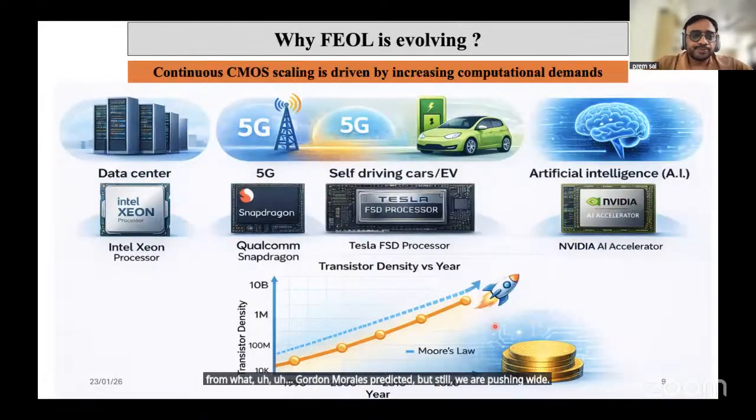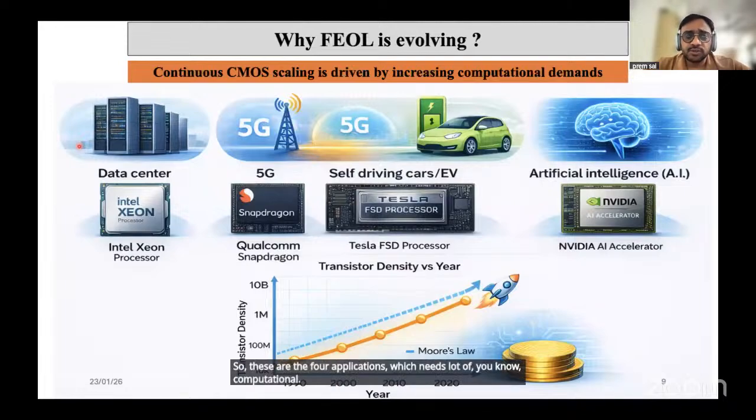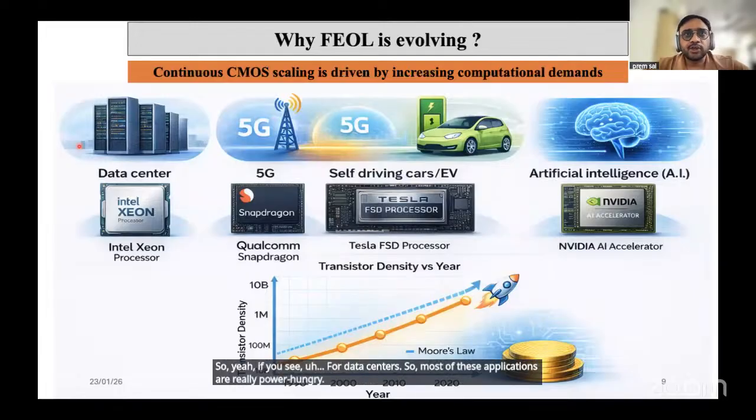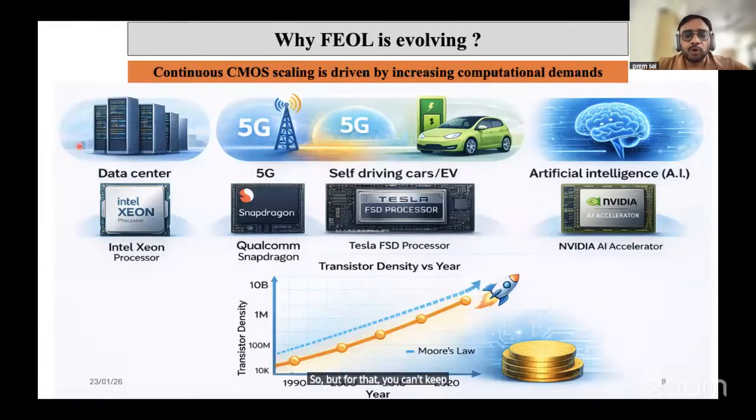Why? These are four applications which need a lot of computational power. I think they might have taught you in digital electronics. For example, for data centers, most of these applications are really power hungry. But for that you can't keep the devices bigger, you need to keep on scaling, right?